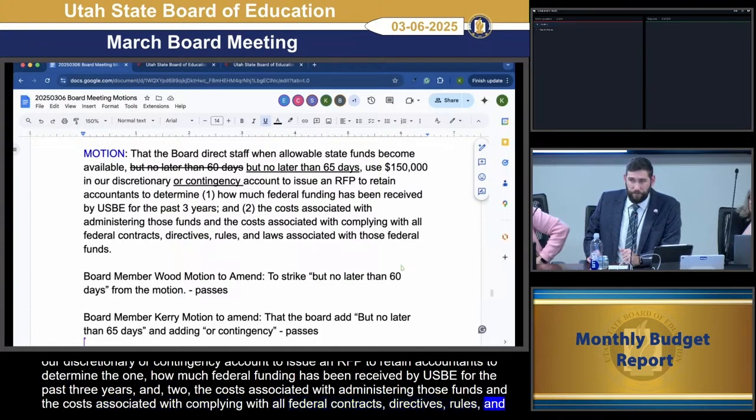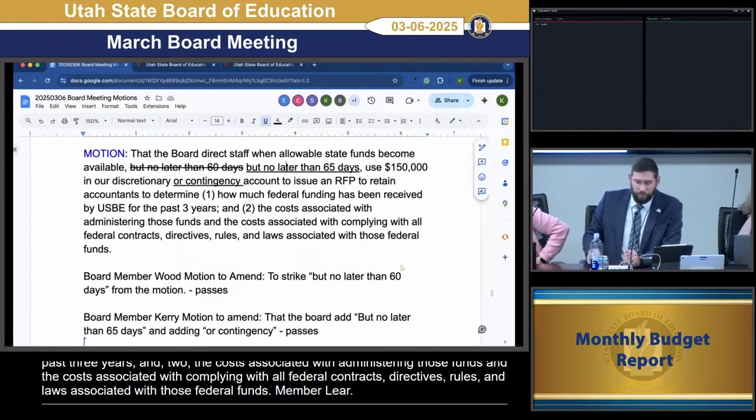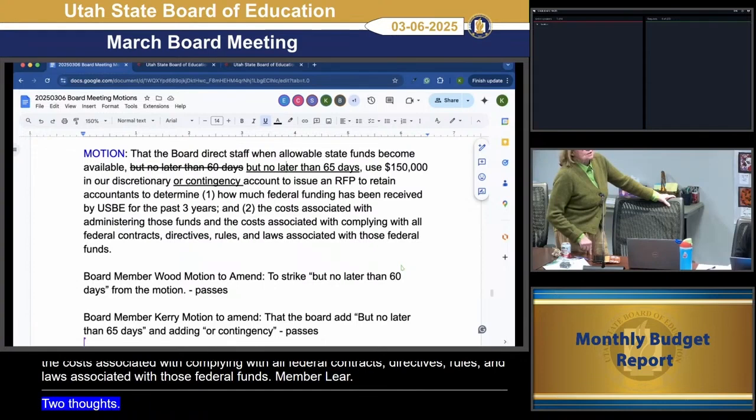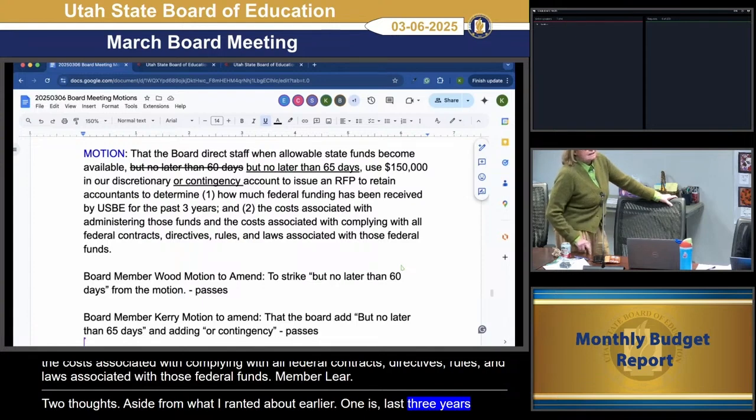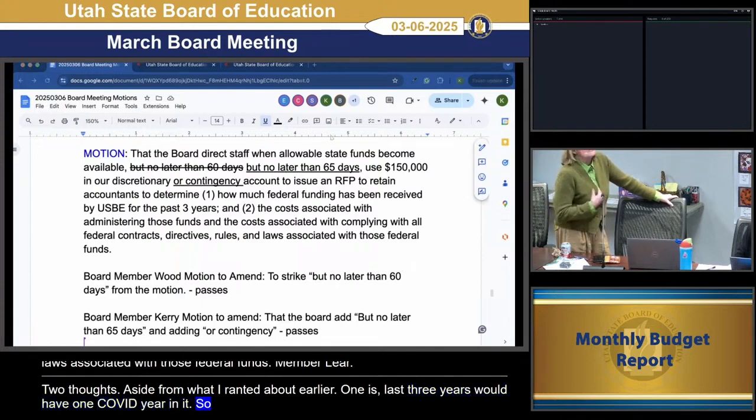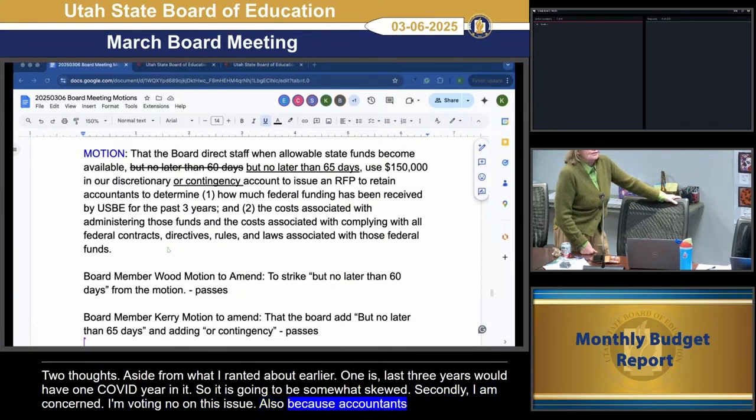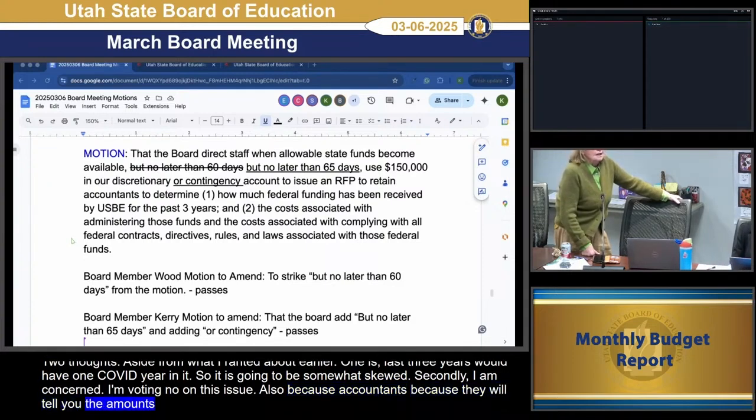Two thoughts, aside from what I ranted about earlier. One is the last 3 years would have one COVID year in it, so it's going to be somewhat skewed. And secondly, I am concerned, I'm voting no on this issue, also because accountants will tell you the amounts of money, and they're very strict and clear about their very narrow lane. They will not provide the background of what's lost, what are the philosophical elements that are attached to this money.